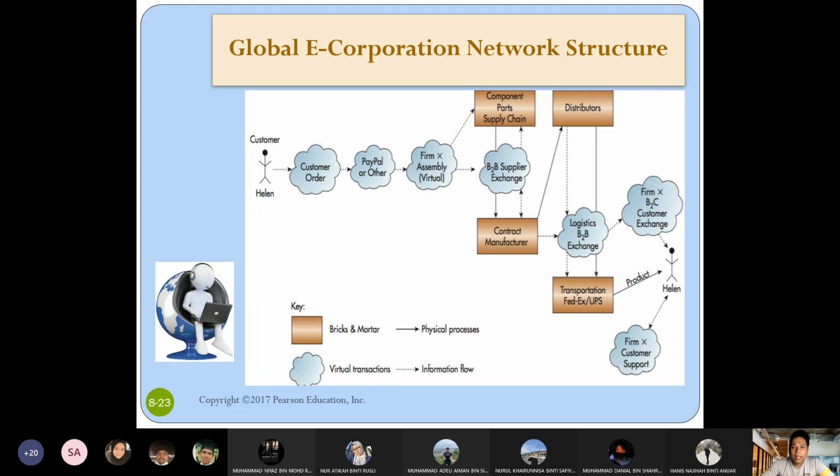And then after that, the contract manufacturer comes out with the products, and then they may choose the distributors, or maybe their own logistic B2B exchange. So depending on whether they have a distributor, they must channel the order for Helen to the distributor, or maybe they choose the B2B exchange. The example of transportation is FedEx or UPS or another distributor or logistic platform. And then from the logistic B2B exchange, the process goes to Firm X, the B2C or business to customer exchange.